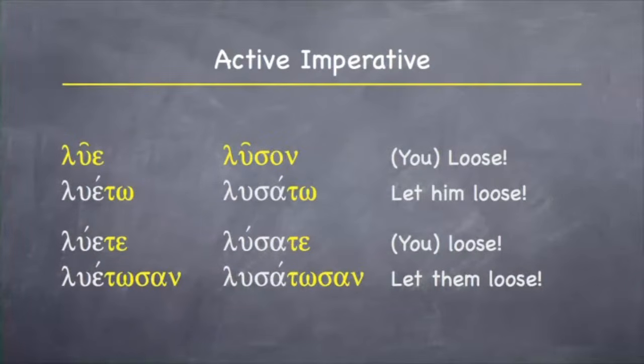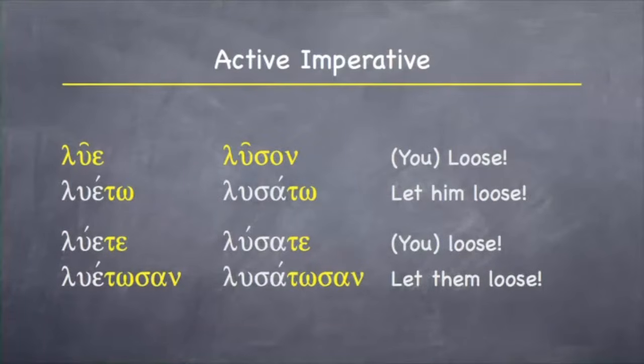For the active imperative, you have in this chart the present and then the aorist and then the definition. You simply have to memorize that lue is the second person singular form of the imperative in the present. Lue means loose, for you singular. But then after that, it's regular: luetō, luete, luetōsan. And then in the aorist, you memorize lūson. And then after that, it's regular: lusatō, lusate, lusatōsan. The one form that's a little confusing is the second person plural of the present imperative, luete.